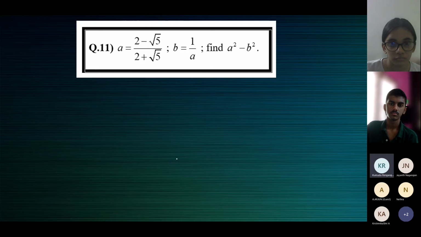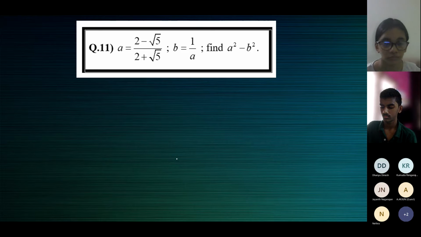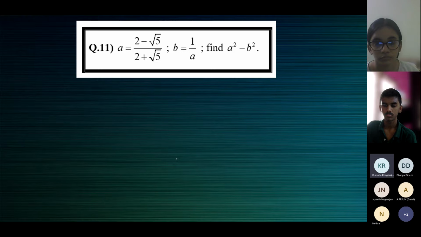Via identities. Ma'am, A plus B into A minus B. Very good. Then done here. So A square minus B square is A plus B into A minus B. A plus B into A minus B is A square minus B square. So we'll first take up A, rationalize the denominator. We'll take up B, rationalize the denominator. Then we'll find A plus B, and we'll also find A minus B. Now A plus B into A minus B will give us the value of A square minus B square.